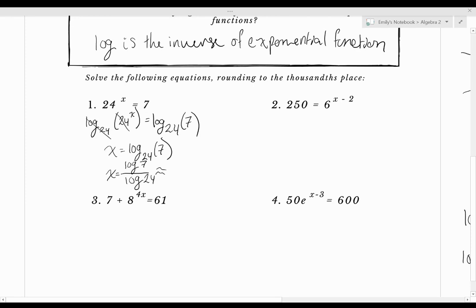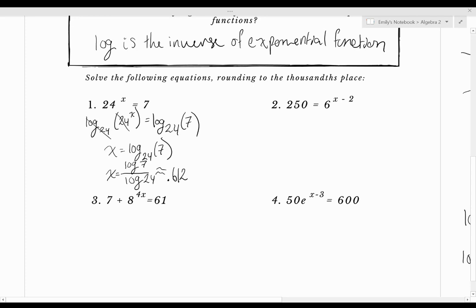Make sure you're putting parentheses at the beginning and end of your log 7, and then the division symbol, and then another set of parentheses for me. When you do that, you should get right about 0.612. Now, it's important to note you cannot round during this process.